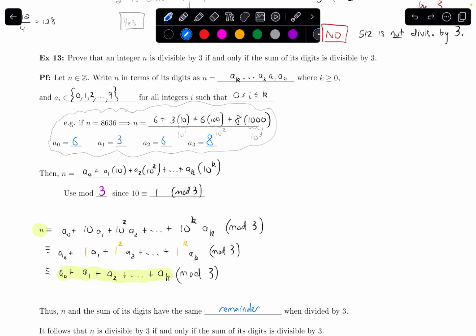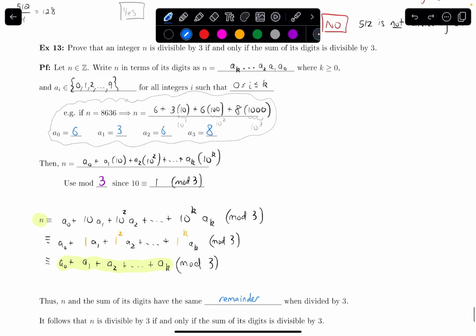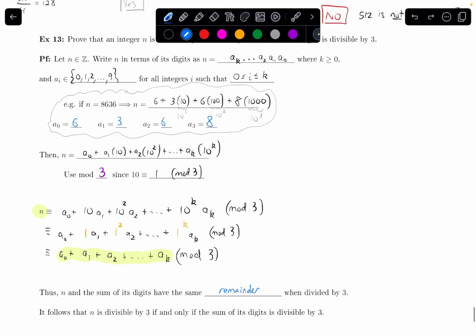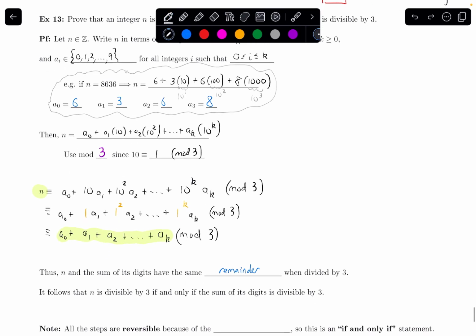Well, okay, if that's the case, that means for n to be divisible by 3, it would have to be congruent to 0. Well, if n was congruent to 0, this thing, the sum of its digits, is going to be congruent to 0. But that's precisely what it means for the sum of its digits to be divisible by 3. And that is exactly what we wanted to prove. Okay, so that completes the proof.